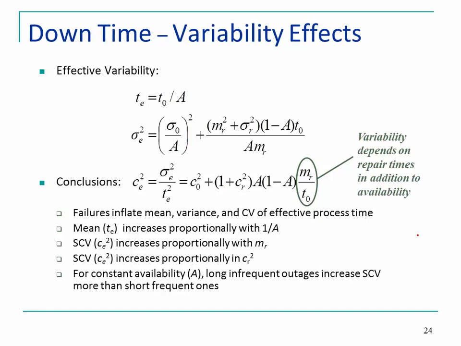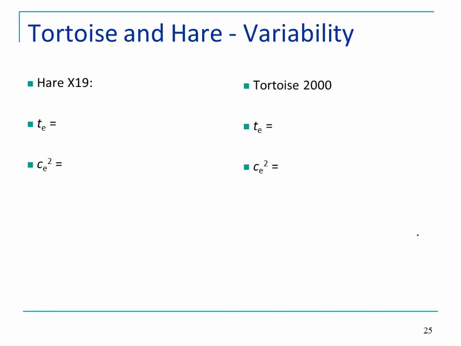Okay, so that kind of guides us with our first question for this lecture. For constant availability, which is what we have in this example, long infrequent outages increase the standard coefficient of variation more than the short frequent ones. And we're going to see that now.